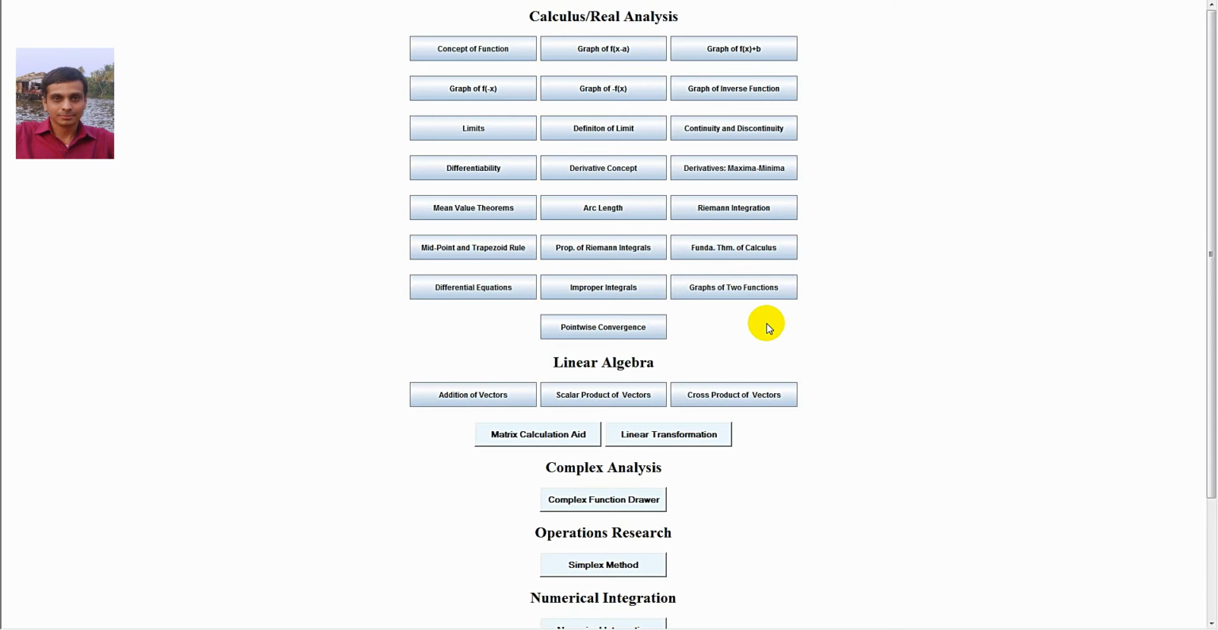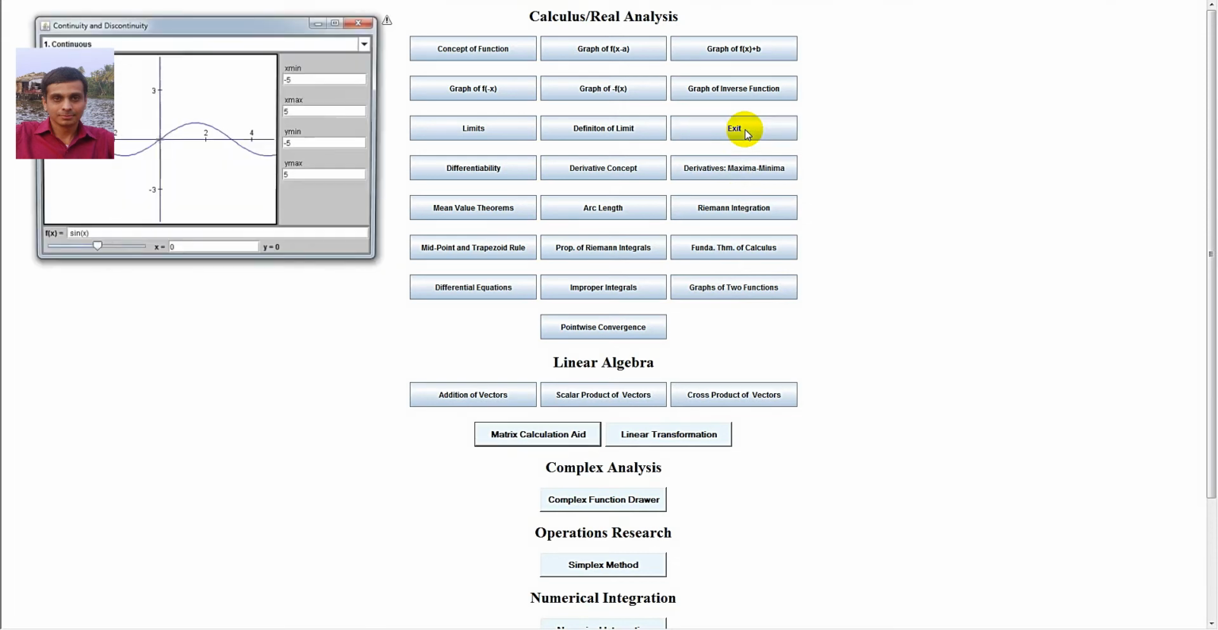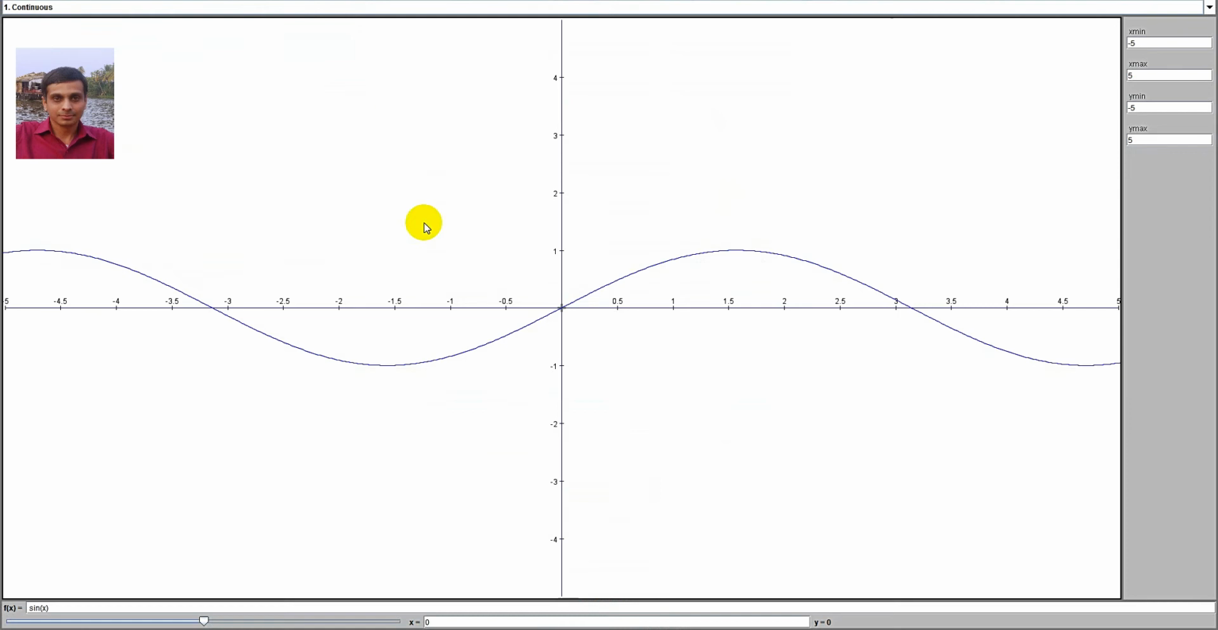In this lecture, we will study continuity and differentiability of real valued functions of real variables. Let us first begin with continuity. A function is continuous if its graph is without breaks or jumps.